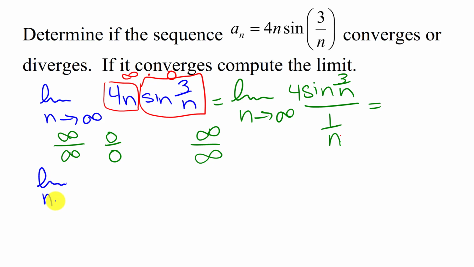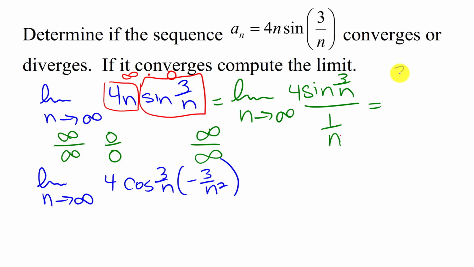So I have the limit as n goes to infinity of, we take the derivative of the numerator. We just got the 4 there, sine of 3 over n will be cosine of 3 over n, but then we need to multiply by the derivative of the 3 over n, which is going to be negative 3 over n squared, because 3 over n is like 3 n to the negative 1, so if we bring the power out in front, it will make it negative, decrease the power by 1 will make it n to the negative 2.